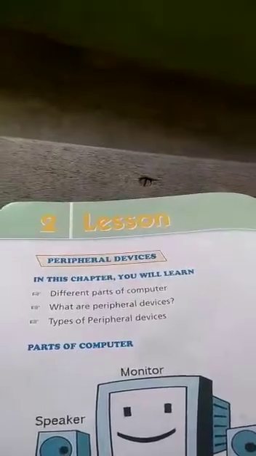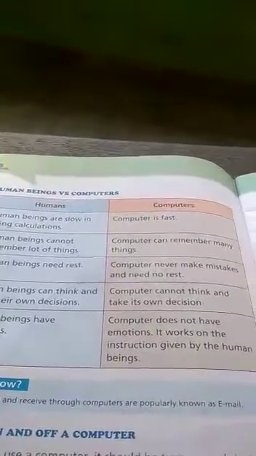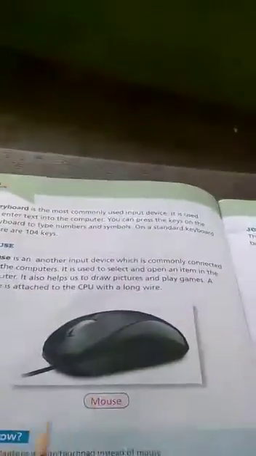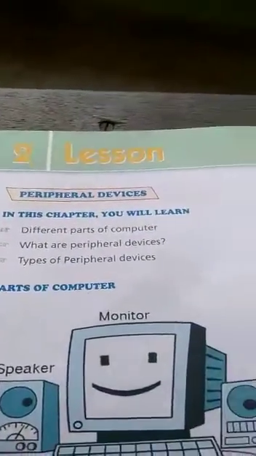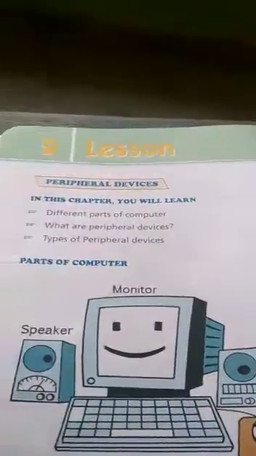We already finished the first lesson: what is a computer, the difference between humans and computers, how to turn on the computer, and how to turn it off. Everything is finished. Okay. Now we are going to learn the different parts of a computer. Last week you learned the intro for this lesson.